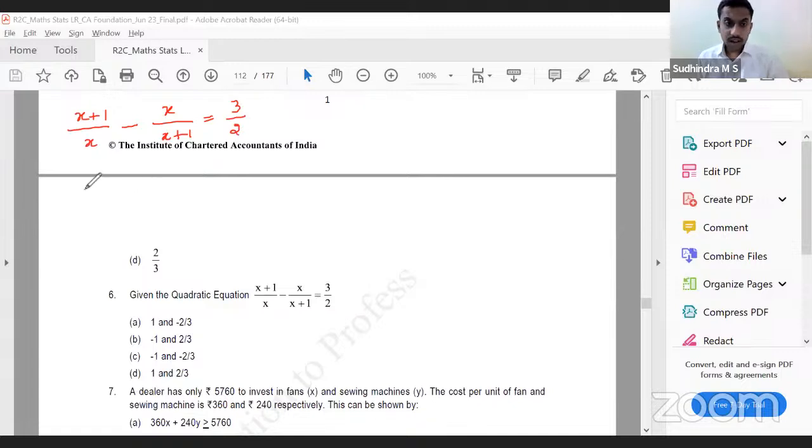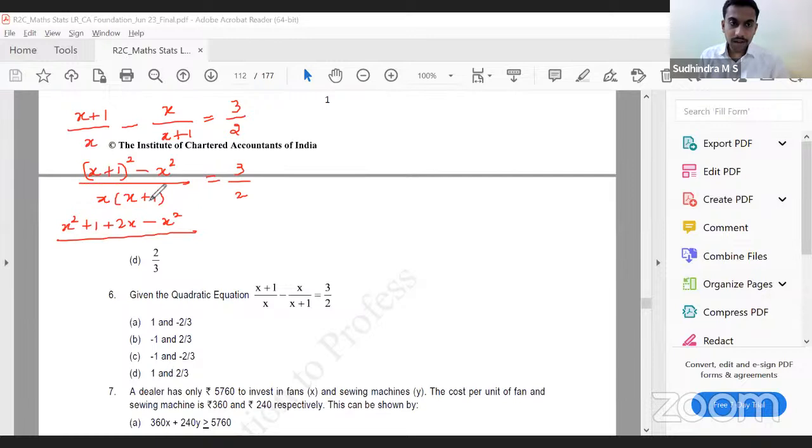We have to solve this. I'll start with taking LCM. x into x plus 1. You get x plus 1 the whole square minus x square equals 3 by 2. x plus 1 the whole square is x square plus 1 plus 2x, a plus b the whole square formula, minus x square divided by x into x plus 1, which is x square plus x, is equal to 3 by 2. x square minus x square gets cancelled. 2x plus 1 divided by x square plus x equals 3 by 2.